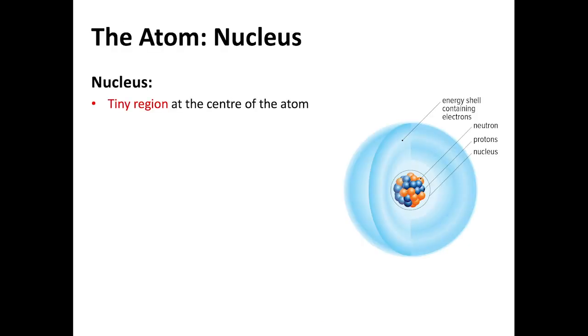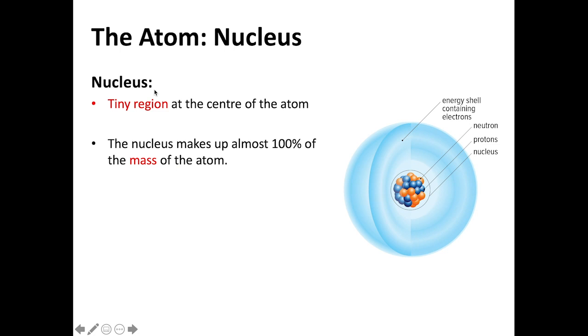So inside the atom, the easiest part to remember is the nucleus. The nucleus is the tiny region at the center of the atom. Remember the very, very tiny marble that was in the blueberry that was the size of a football stadium. So in the middle of the football stadium, you have a marble, very, very small. That is the nucleus. The nucleus contains almost 100% of the mass of the atom, so it's densely packed.